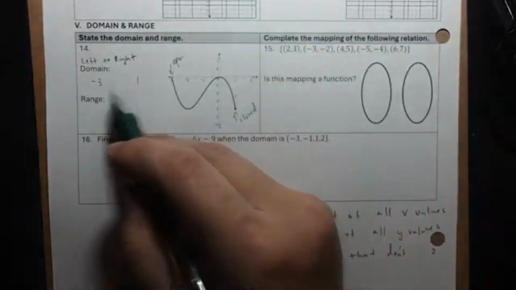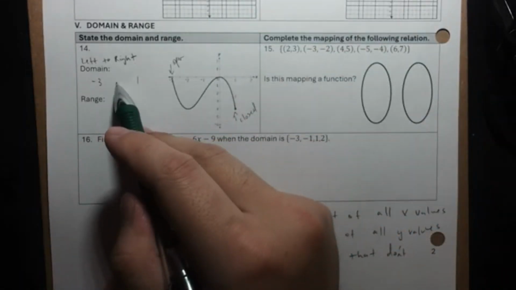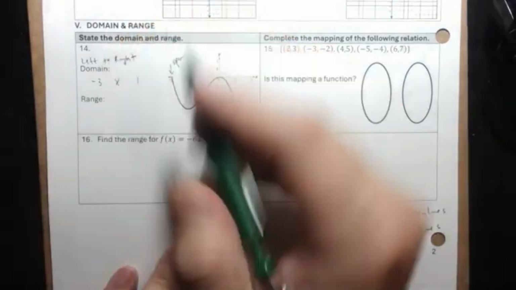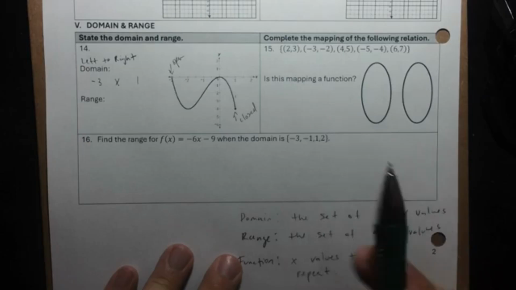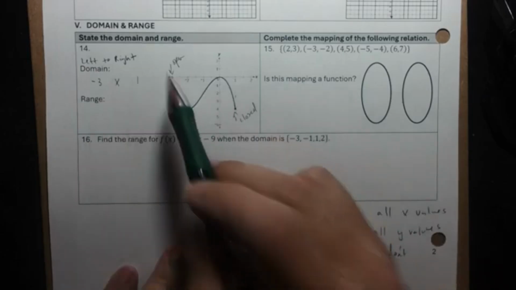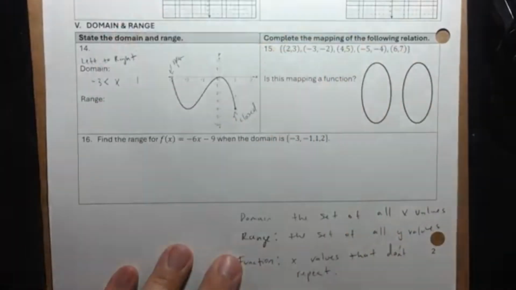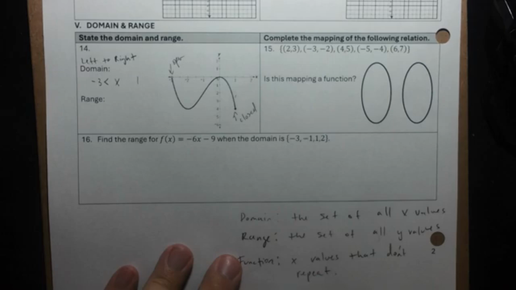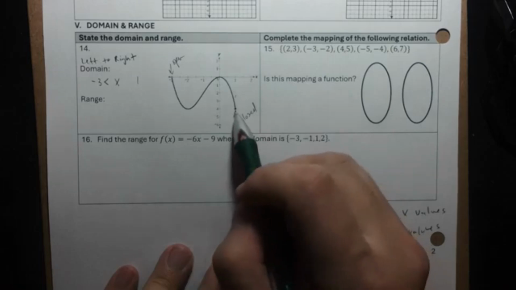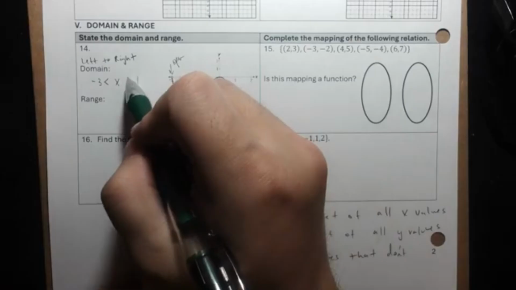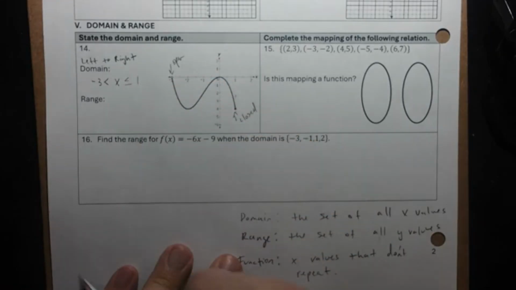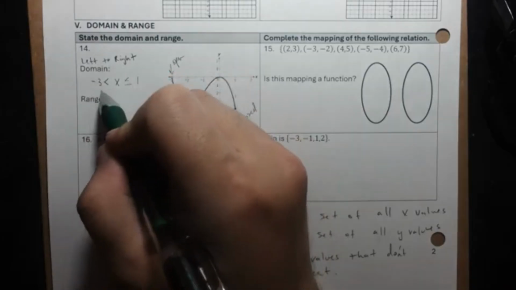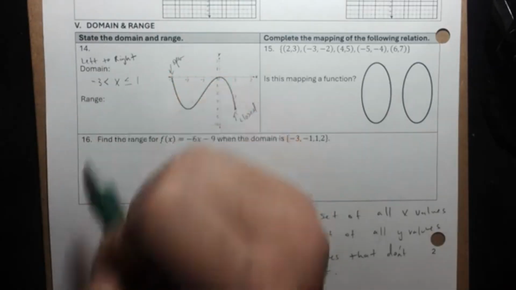And what I'm going to put right here is an x because we're dealing with x values, right? It's the set of all x values. So at -3, we have an open circle. So that means we're going to put a less than sign here, not a less than or equal to sign. But for this closed circle, we are going to put a less than or equal to sign between the x and the 1. So our domain is -3 is less than x, which is less than or equal to 1.